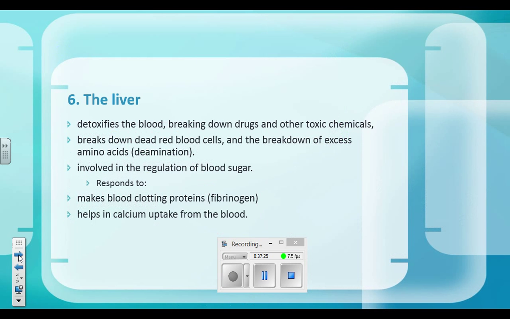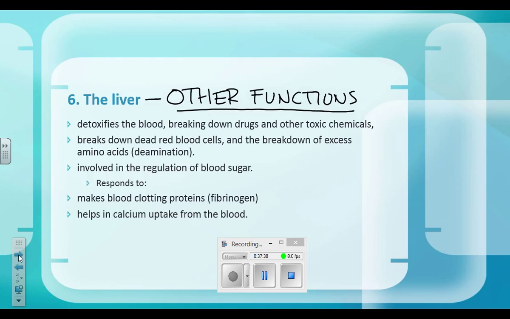All right, last thing. These are other functions of your liver. And the reason I'm mentioning them now is because your liver is one of the organs that sort of links a bunch of your systems together, kind of like how muscles are part of all of the systems. Your liver is part of a lot of them as well.